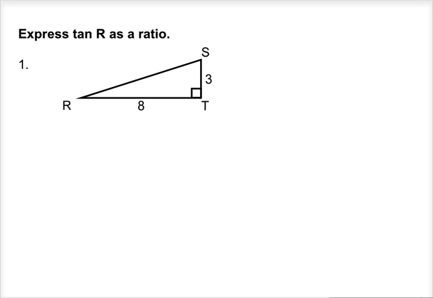Express the tangent of R as a ratio. Well, here's how I remember TOA. Tangent is opposite over adjacent. So the tangent of R is going to equal the opposite. Well, the opposite is 3 over the adjacent, which is right next to it, 8. And 3/8 doesn't reduce, so it's 3/8.